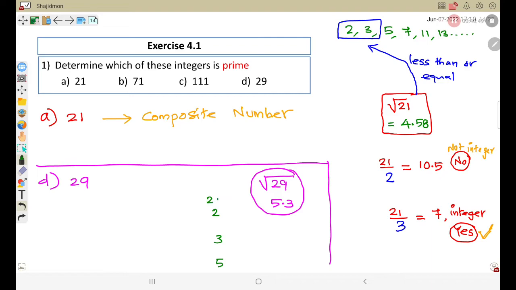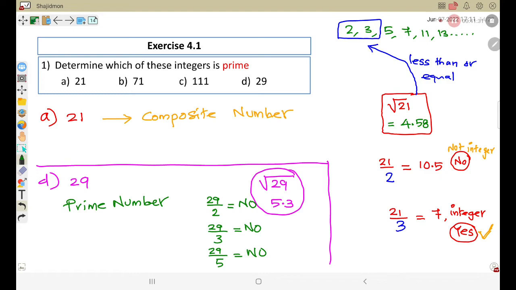Now 29 divided by 2 first check, 29 divided by 3, 29 divided by 5. You can check it one by one. 29 divided by 2 is obviously not an integer. 29 divided by 3 is also not possible. 29 divided by 5 also not possible. So all no, and all no means this number is a prime number. I hope you understood the first question.